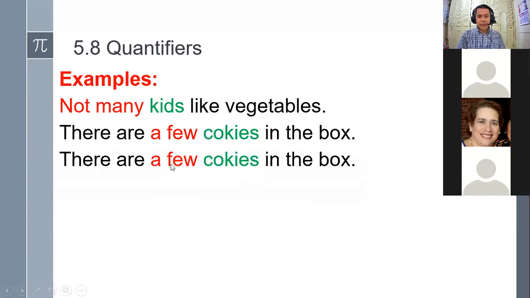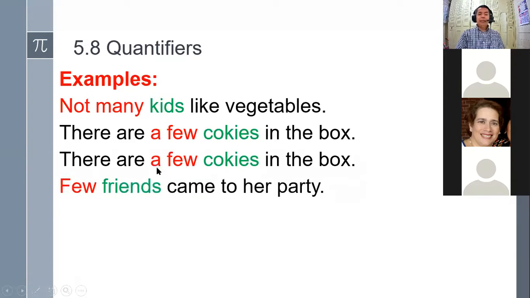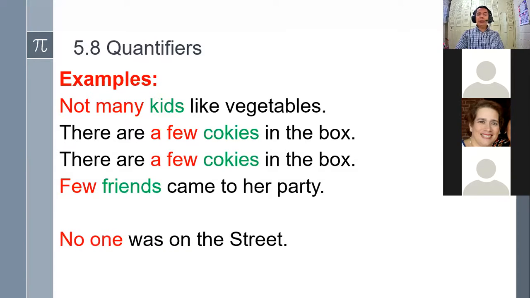Oh, sorry, aquí tenía que haber eliminado la A. But it's the same, right? You understand. Few friends came to the party. Poquitos amigos llegaron a la fiesta, ¿verdad? Quizás por el coronavirus, pues mejor quedarse en casita, right? And no one was on the street. Nadie estaba en la calle, right? Countable in this case. But como no podemos poner nada, porque es nada, right? So no one, o nadie. So it's just for countable, right?